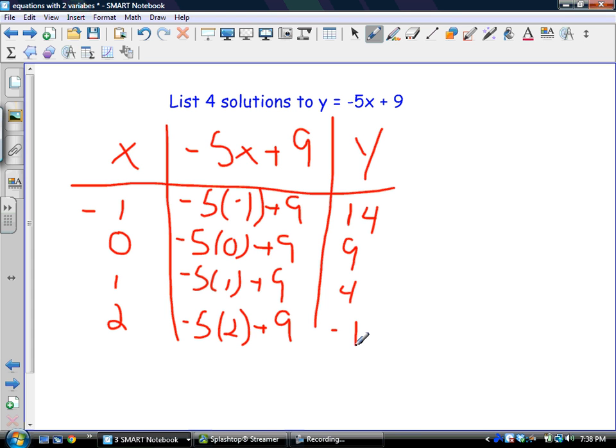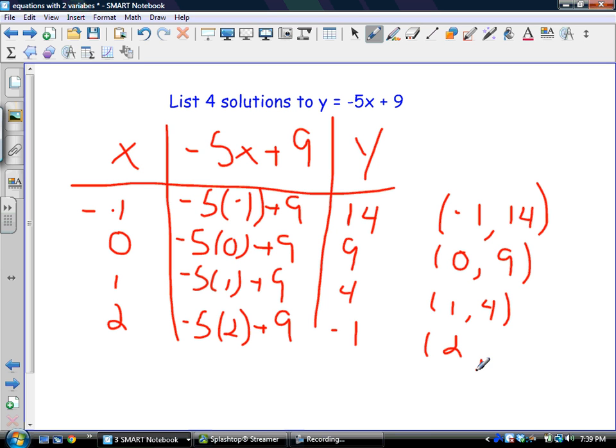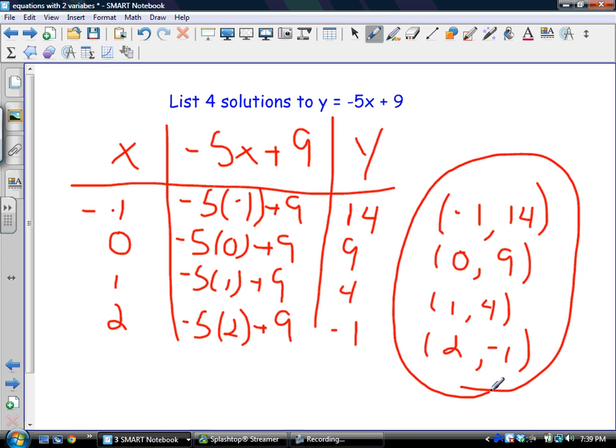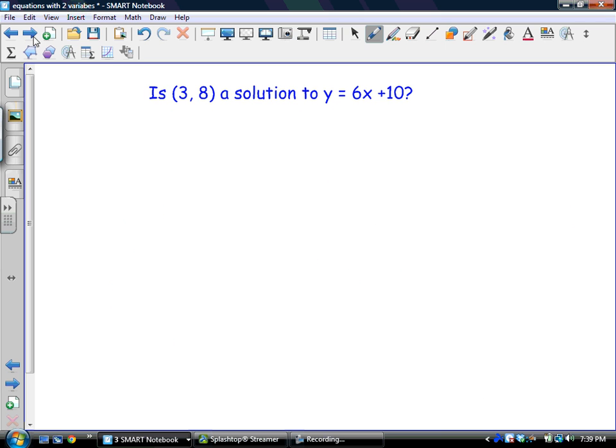So now I do need to actually list out the solution. Each pair, the x and the y, is a solution. So my solutions are, and we'll write these as ordered pairs, negative 1, 14, 0, 9, 1, 4, and 2, negative 1. These are the 4 solutions that I came up with. That's it. Very easy to do.